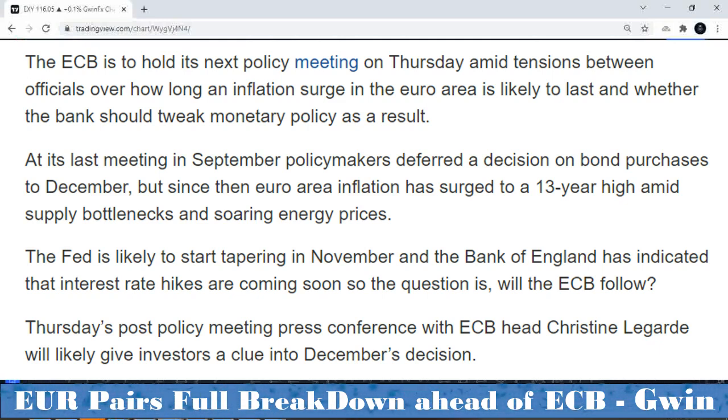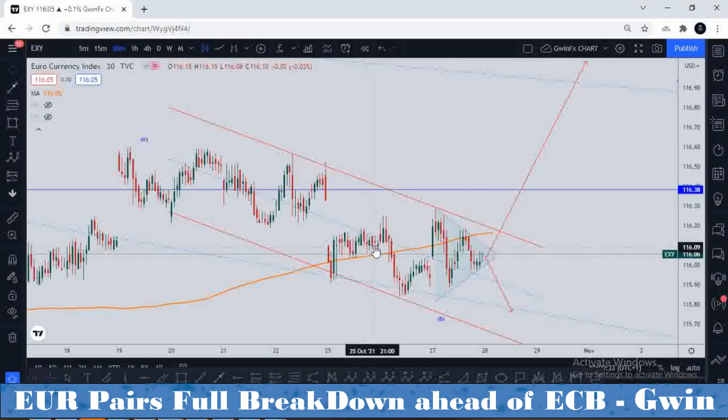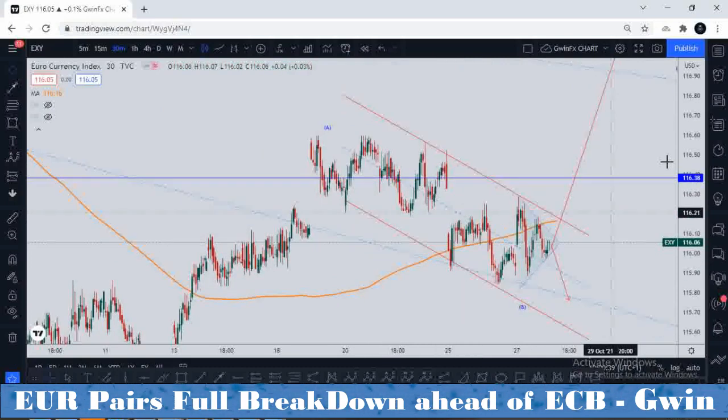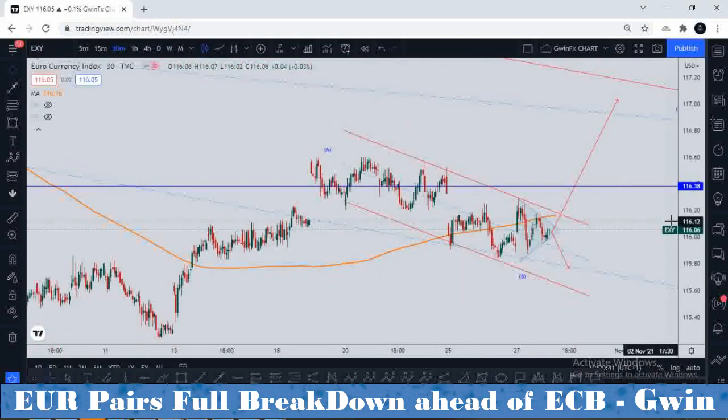Starting from the beginning of the week, presented to you is the chart of the EXY. Price has been consolidating inside of this channel, awaiting the decision today from Christine Lagarde.